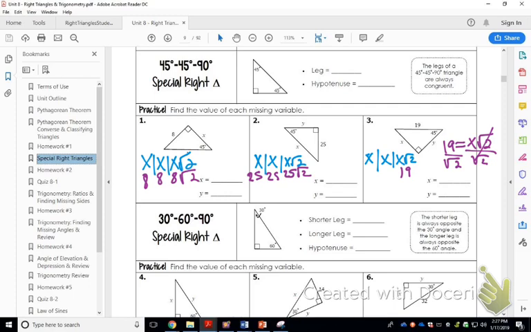Okay, so since we can't have that square root down there, what do we do? Multiply by square root of 2, top and bottom. So what do you have in the numerator? 19 times square root of 2 over 2, right? Because they cancel each other out. So that, you guys, is both of the legs. It looks like a very strange number, right? But this is normal when we're working with these kind of problems.